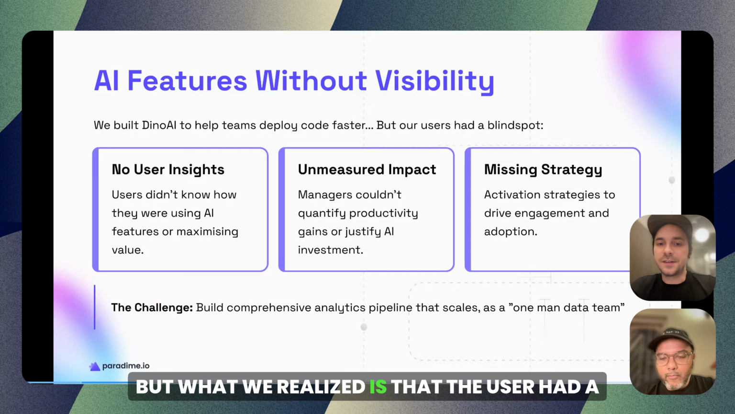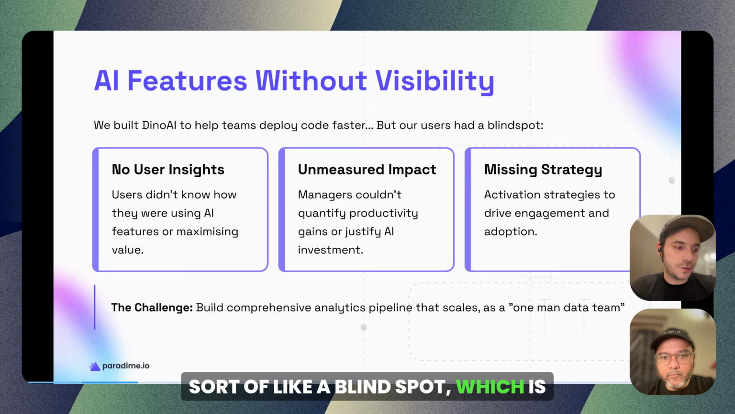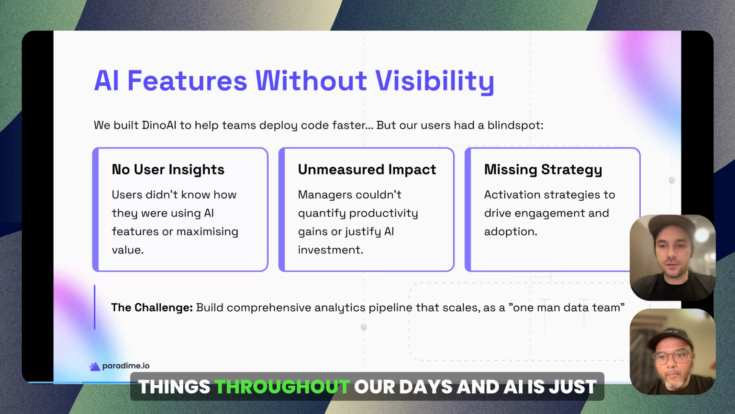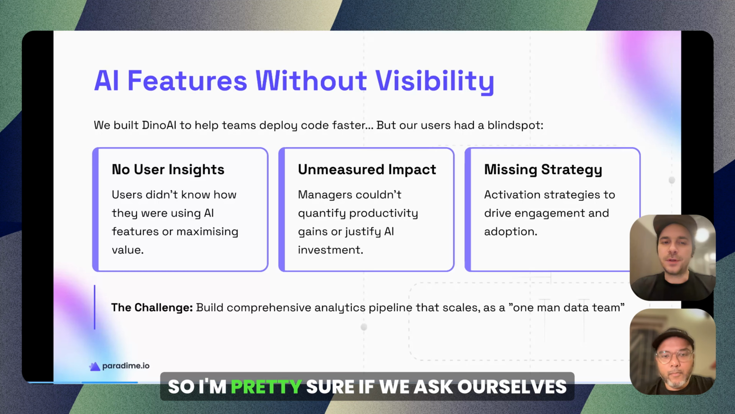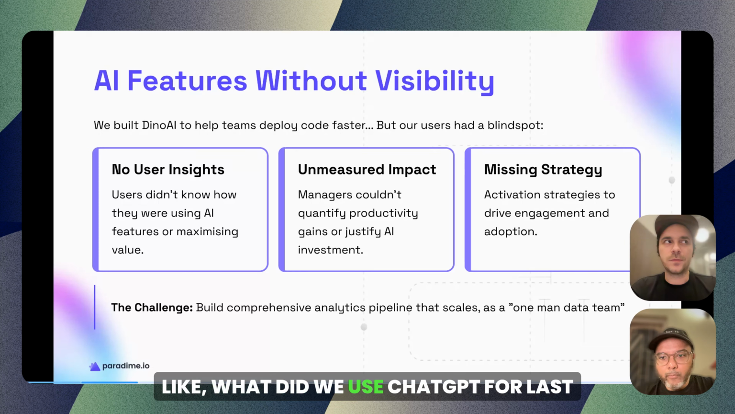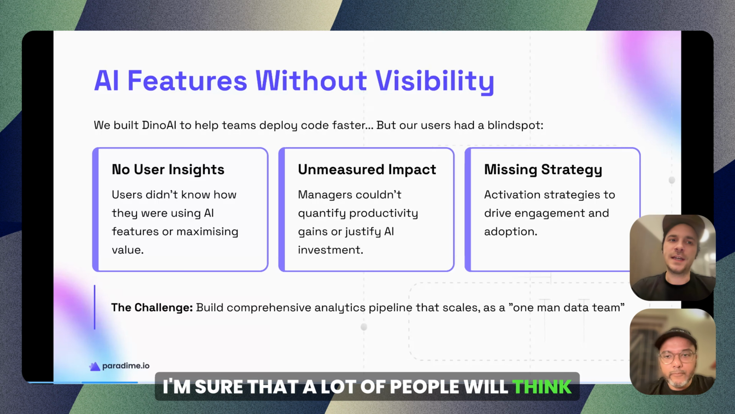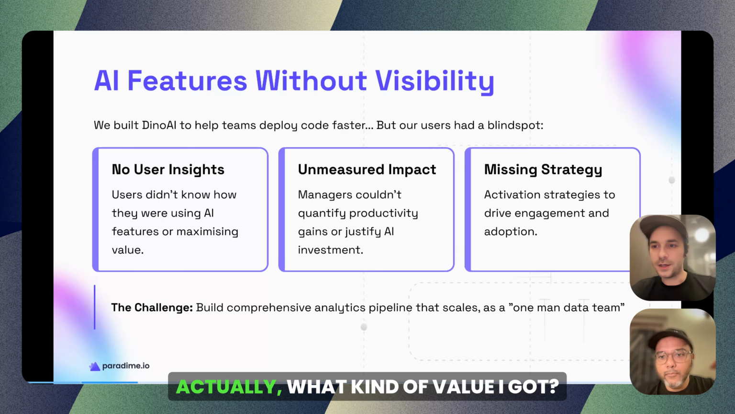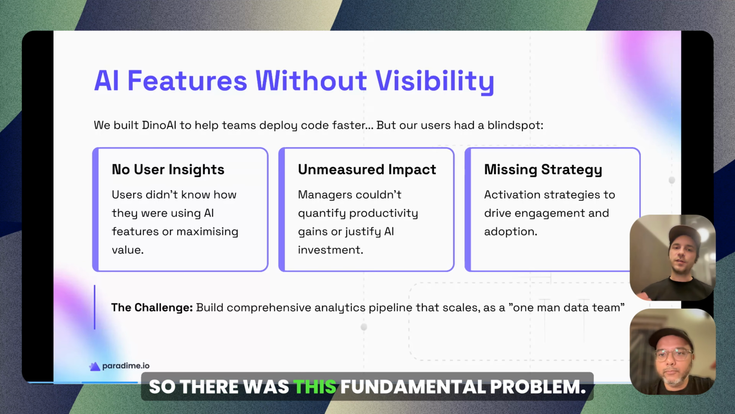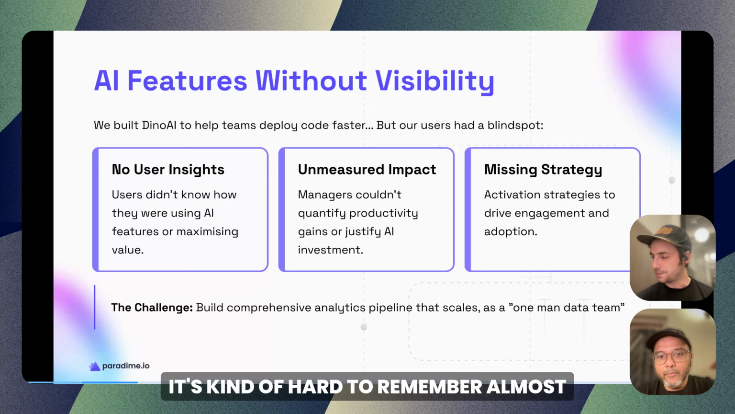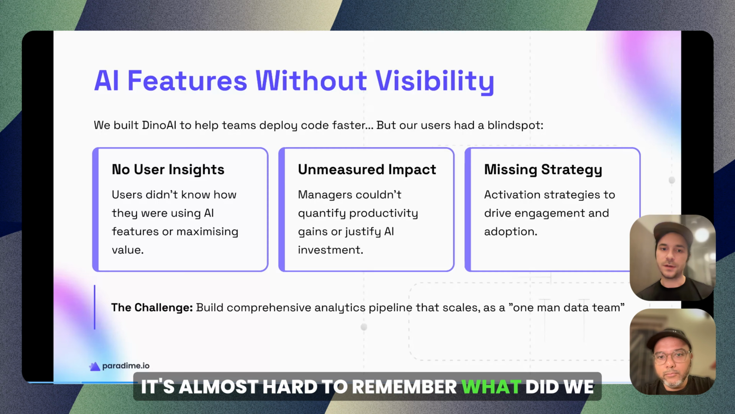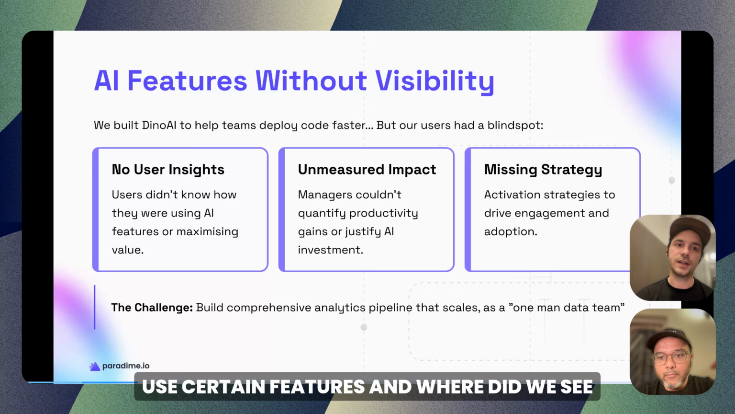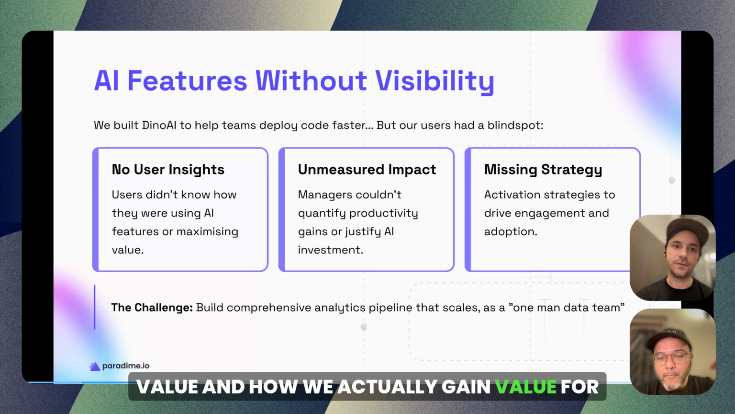But what we realized is that the user had a blind spot, which is that fundamentally we do so many different things throughout our days, and AI is just multiplying that. I'm pretty sure if we ask ourselves, what did we use ChatGPT for last week? What did we use Claude for last week? A lot of people will think, well, I did a lot of things, but what kind of value did I get? So there was this fundamental problem. It's almost hard to remember, because things are so fast, which features we used, where we saw value, and how we actually gained value from some of those applications.